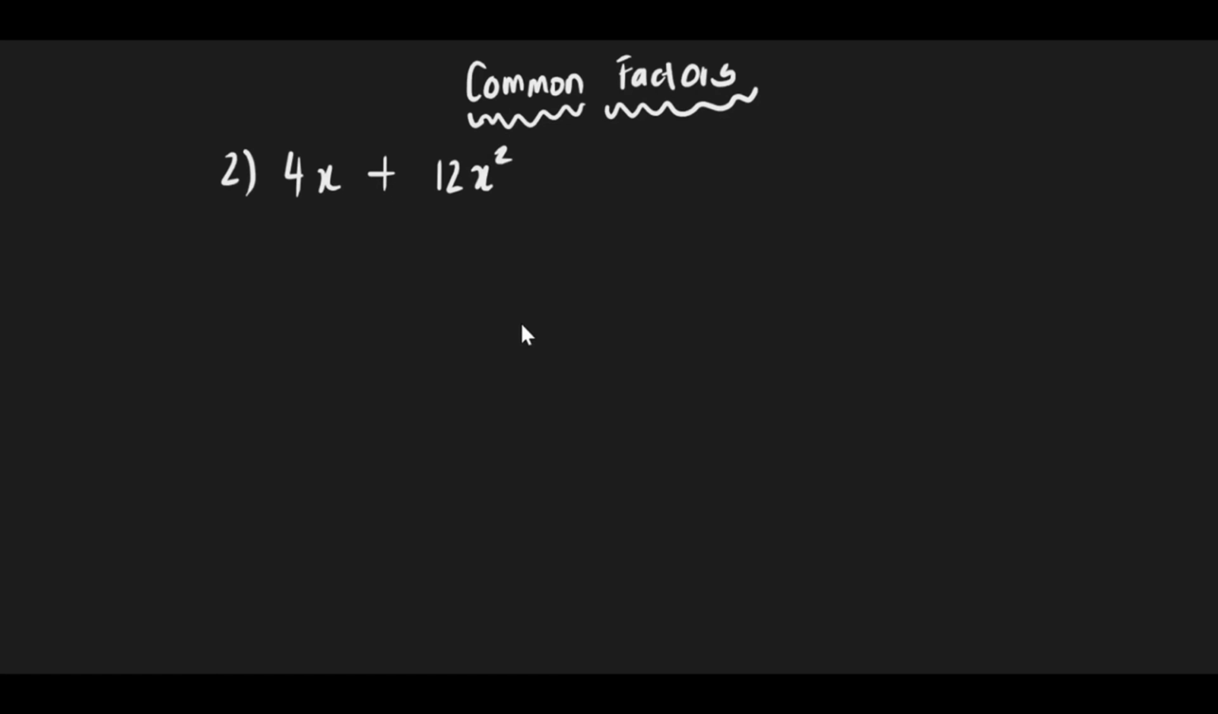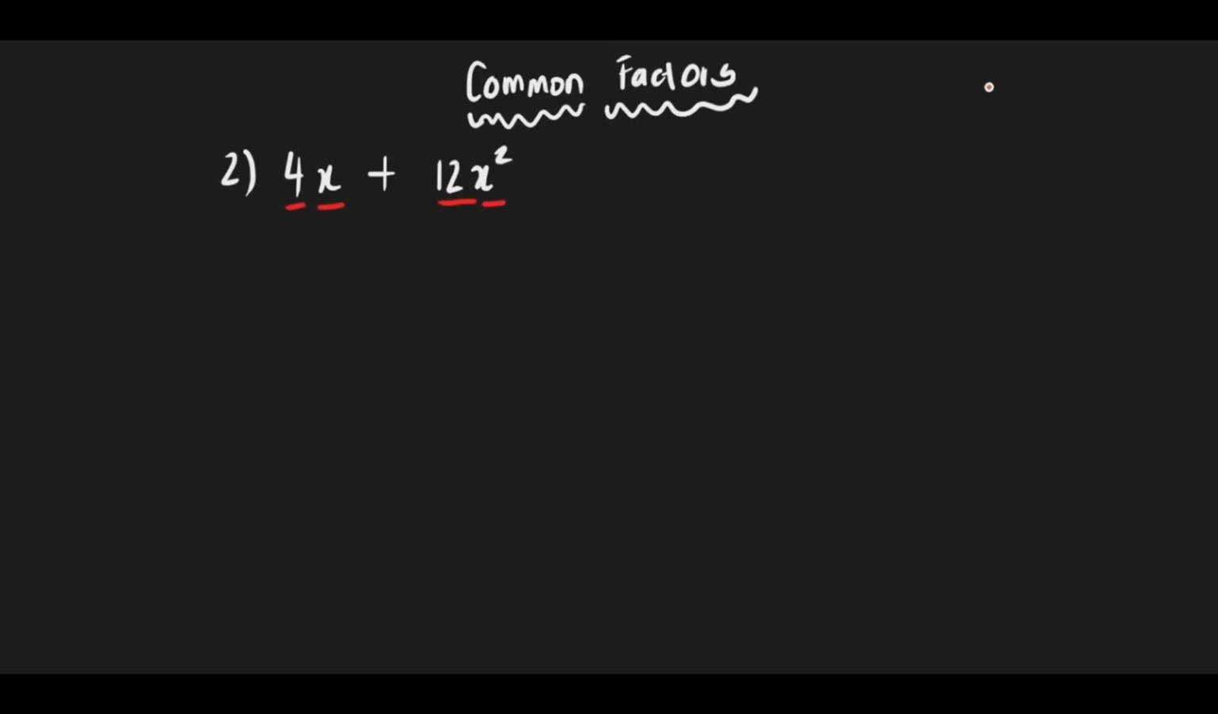Now let's look at example number 2, right? We have 4x plus 12x squared. Then we need to find the common factor. When finding the common factor, we need to look at the common factors of the coefficients, which are 4 and 12. After that, we're going to look at the common factors between x and x squared. But first, let's start with the coefficients, which are 4 and 12.